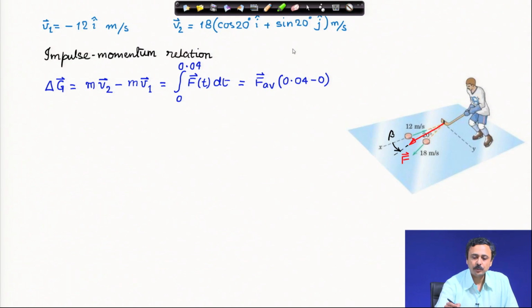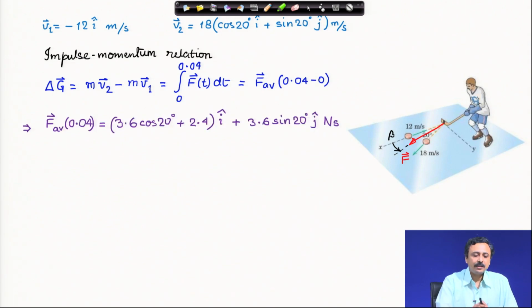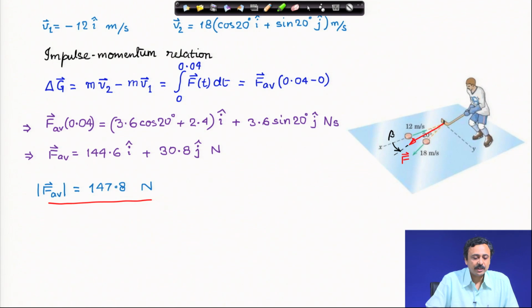That is what we are going to do. Therefore, this integral I am going to represent as an average force vector times the time interval, that is the area under the rectangle which I drew. If I plug in the values of V2, V1 and mass of the puck, then I get this relation for the average force vector. So, average force vector times the time interval must be equal to the change in the linear momentum, now shown on the right hand side. If I divide, then the average force is 144.6 i cap plus 30.8 j cap Newton. The magnitude of this force is 147.8 Newton.